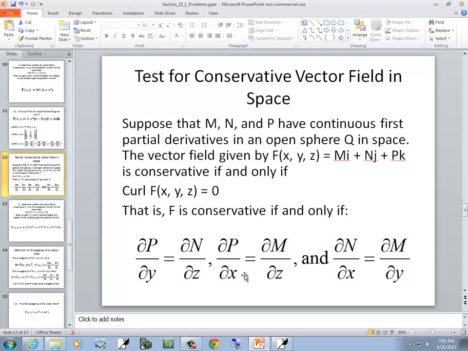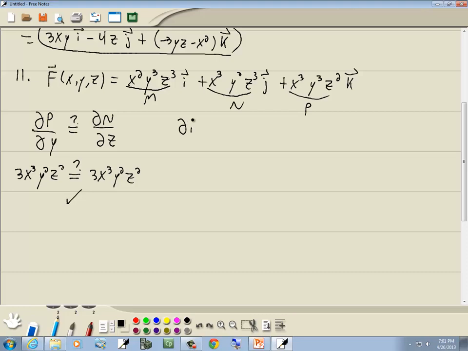Now we need to check the partial of P with respect to x, and we're wondering if that's equal to the partial of M with respect to z. Partial of P with respect to x: the y to the third z squared just remain, we're taking the derivative of x to the third, so that gives us 3x squared y to the third z squared. Partial of M with respect to z: the x squared y to the third remain, just take the derivative of z to the third, so that gives us 3x squared y to the third z squared. And that checks.